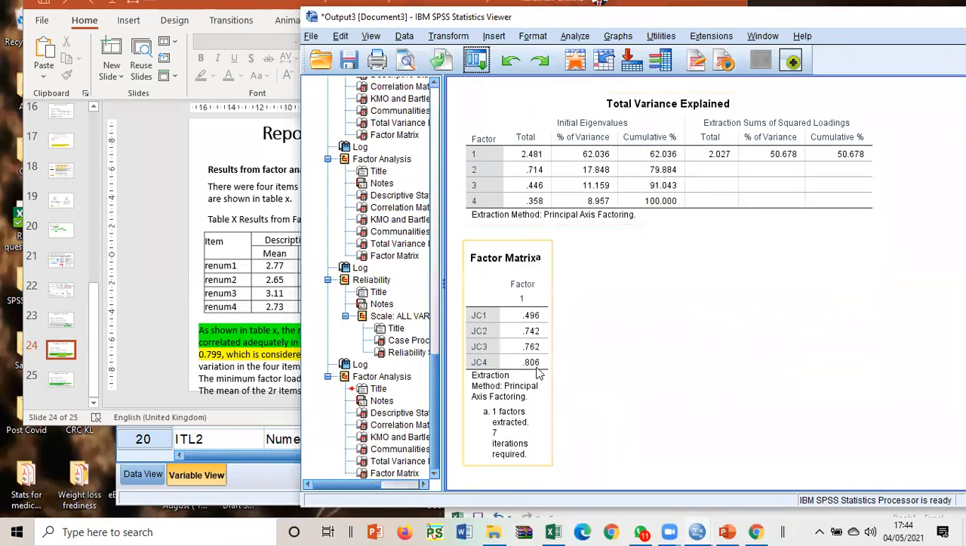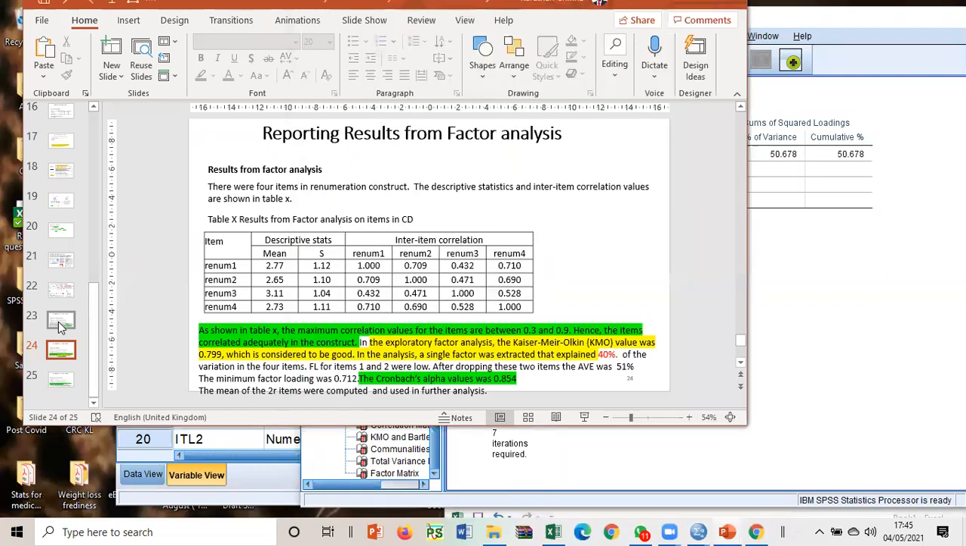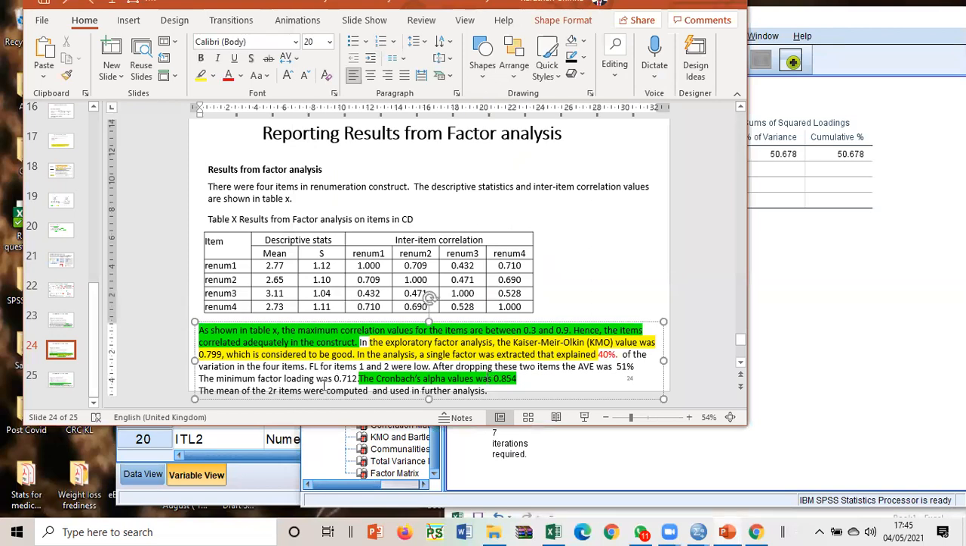But the minimum factor loading for JC1 is less than 0.5, right? Yes, it's almost 0.5. Supposing this item is very important, I just keep it. And say the minimum factor loading was 0.496.